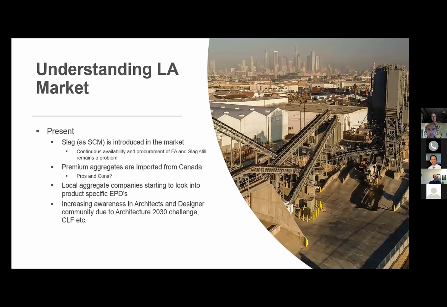Many of the companies are producing values on their concrete through EPDs in one form or another. And there's an increasing awareness in the design community to design these projects collaboratively to lower the embodied carbon.